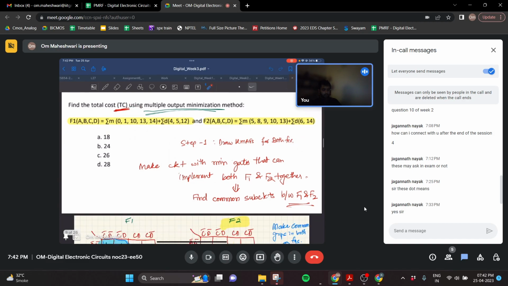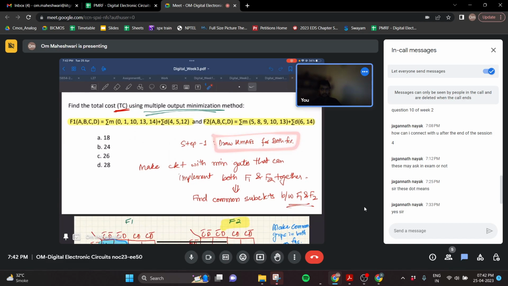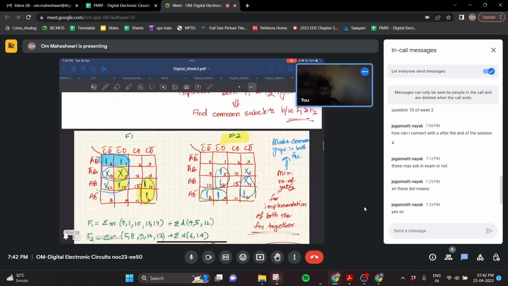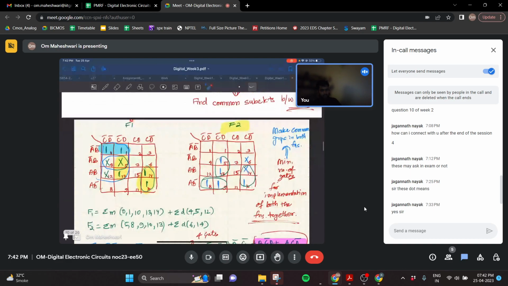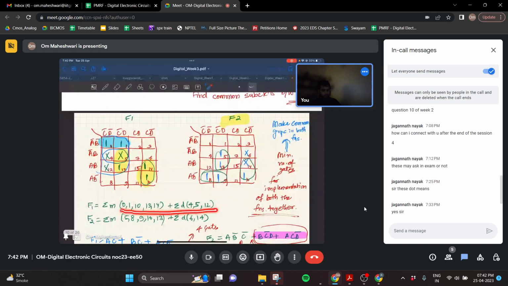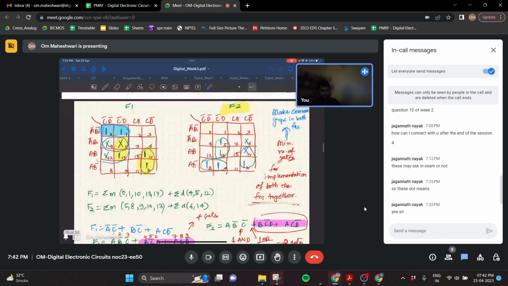For that, what you need to do is first draw the K-map for both the functions, and then you want to implement f1 and f2 together. That is, we have to find the common terms between f1 and f2 which you can share in these two circuits. So we draw the K-map for f1 and the K-map for f2, right? And we made some pairs. In f1 we have these two quads and one pair here. In f2 we have this, this, and this.